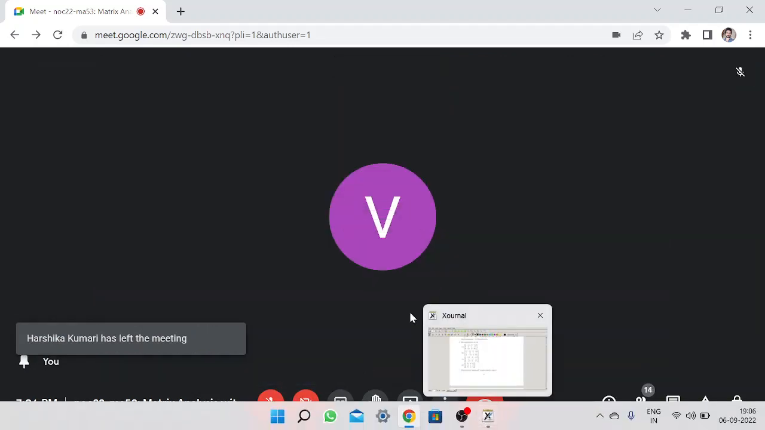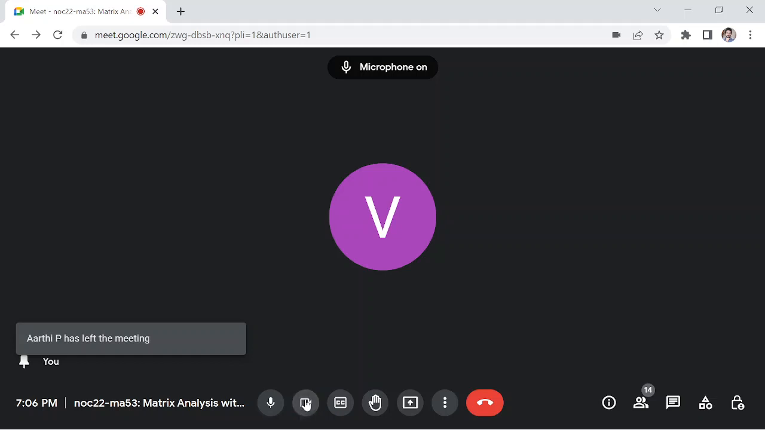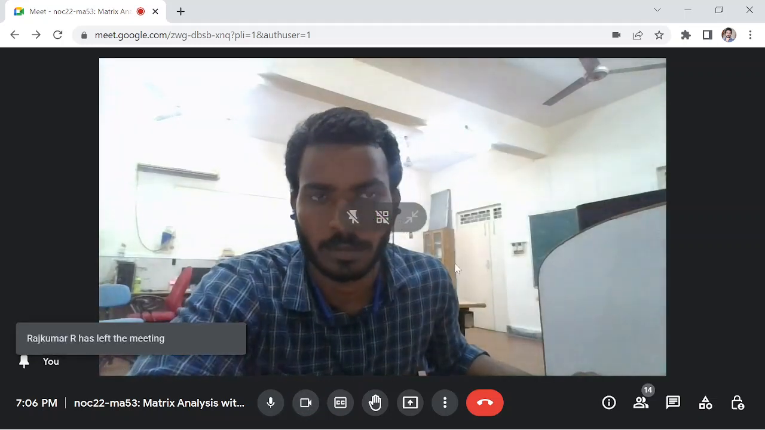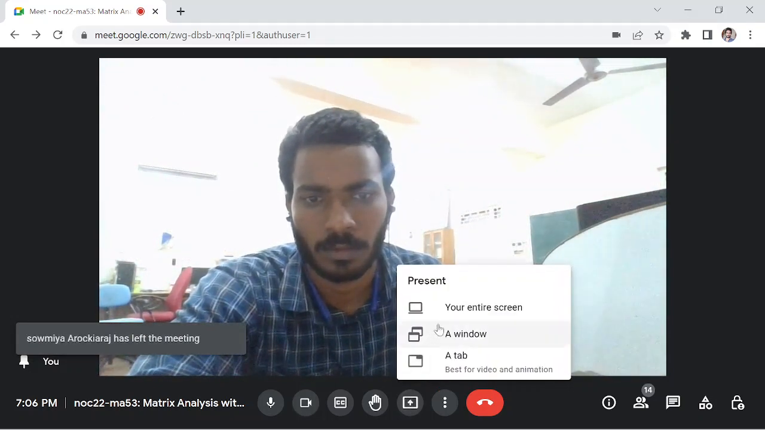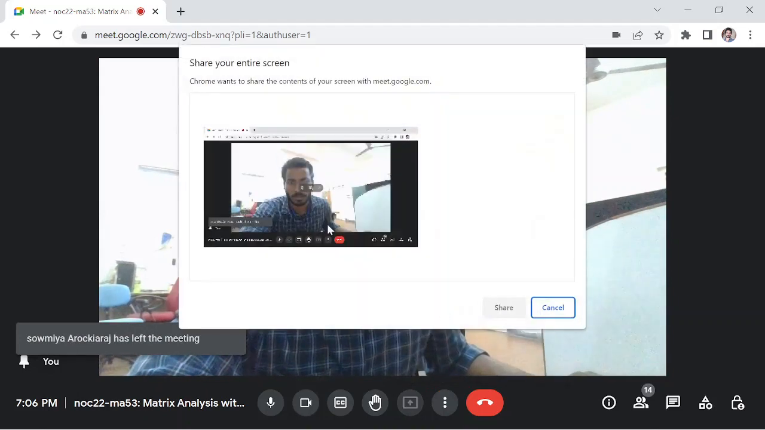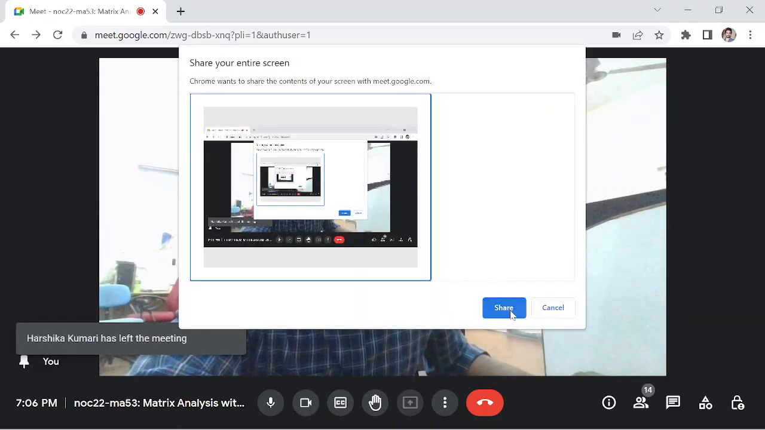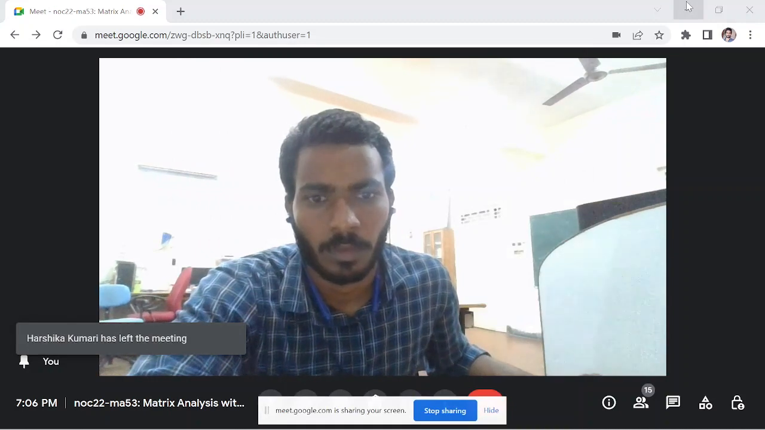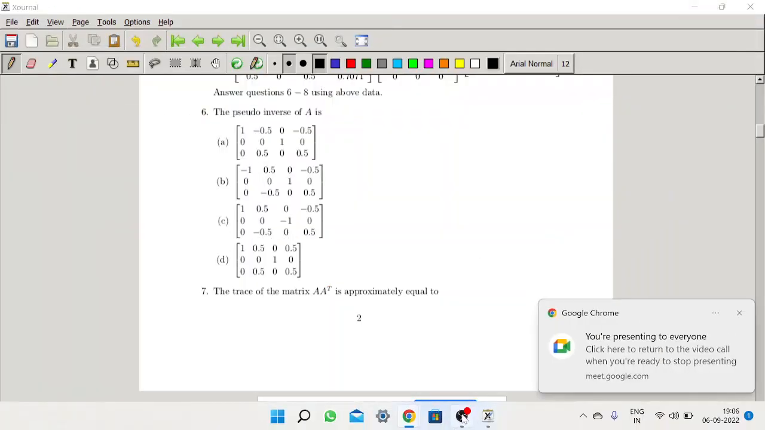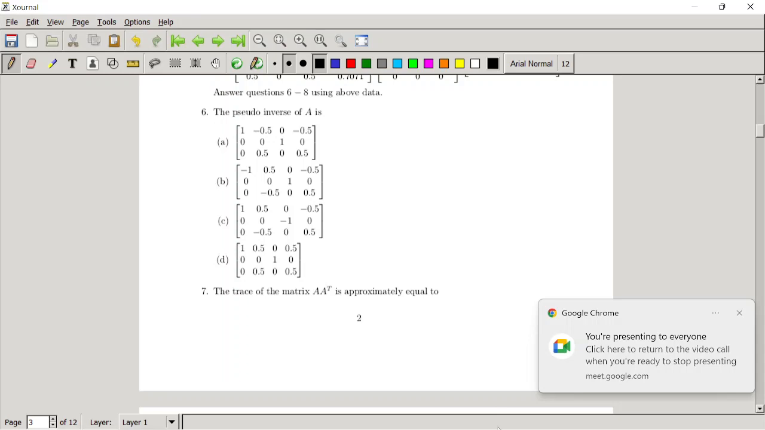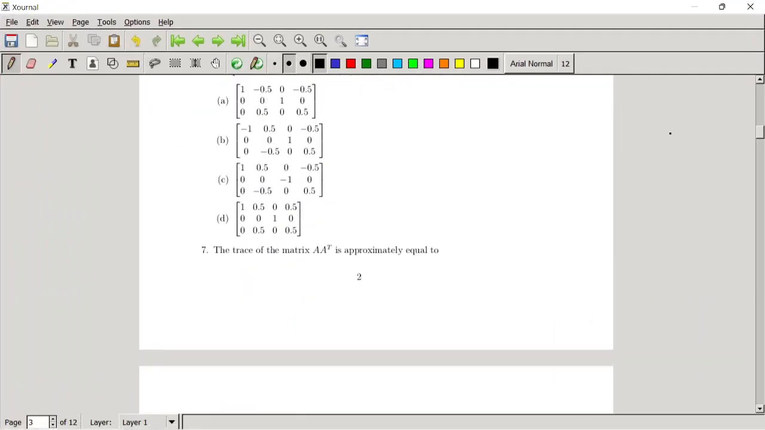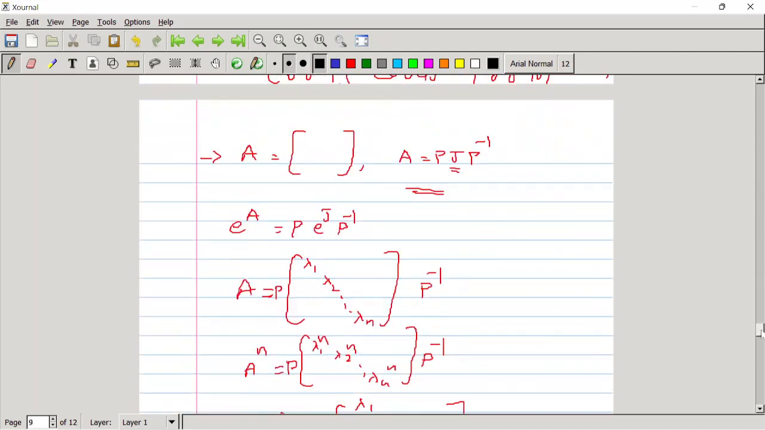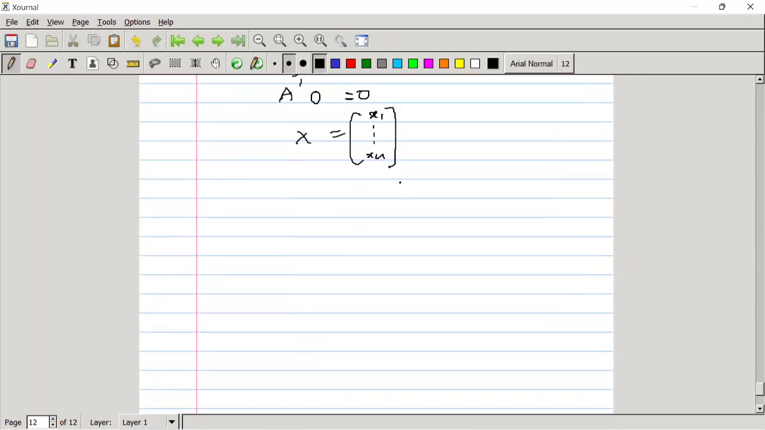Sir, a 3 by 3 matrix is given. For that, we have to calculate the minimal polynomial. But this is not in Jordan canonical form, it is not in diagonal form. We have to reduce it and find the minimal polynomial. From the characteristic polynomial, we have to check each possibility.